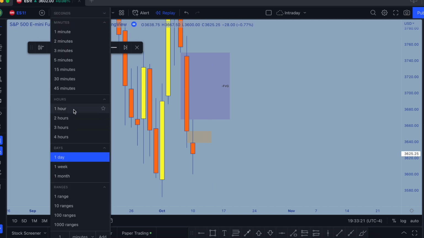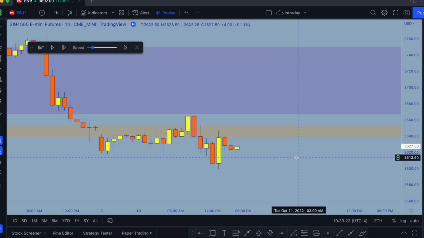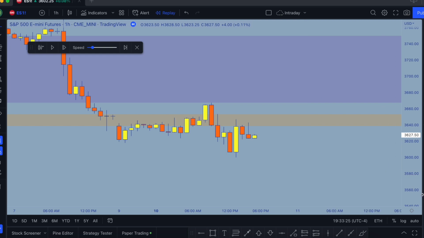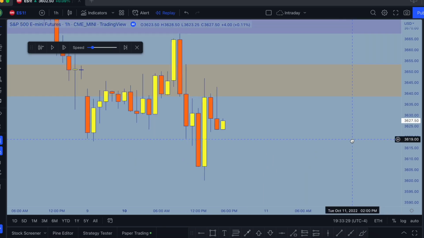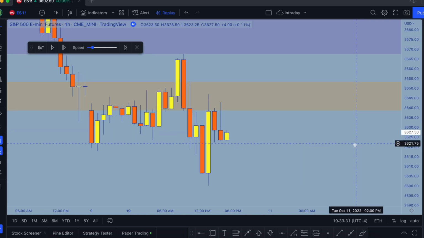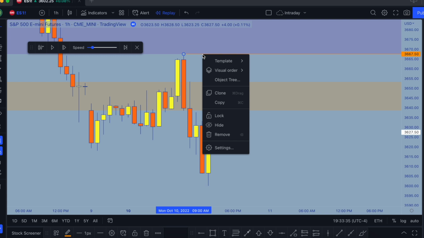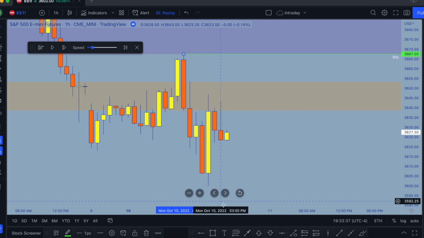If I go down to the hourly, I'm going to label my sell side and buy side liquidity. So I have buy side here. We have sell side here.